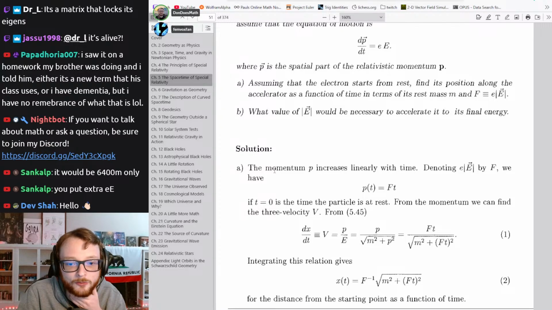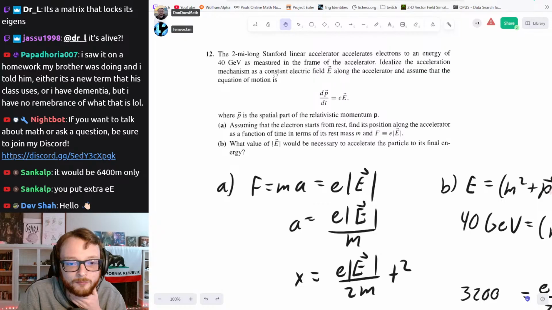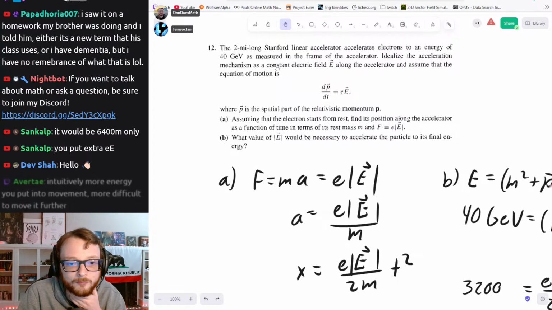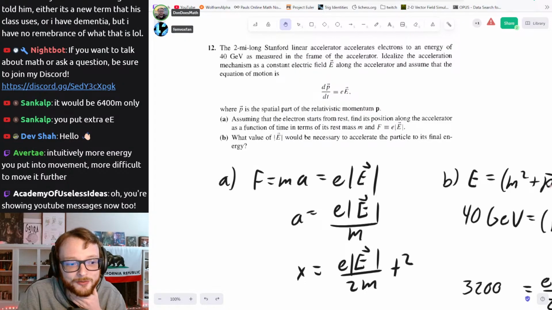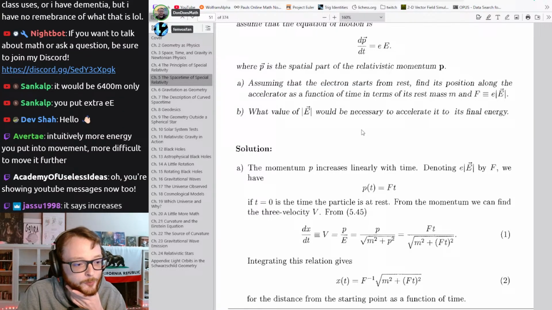Momentum P decreases linearly with time. How is that possible? Isn't it being accelerated? Oh, increases. Duh. Never mind. I thought it decreases. The more energy put into moving, the more difficult it is to move further. Yeah, sorry, Jesse, I'm just illiterate.